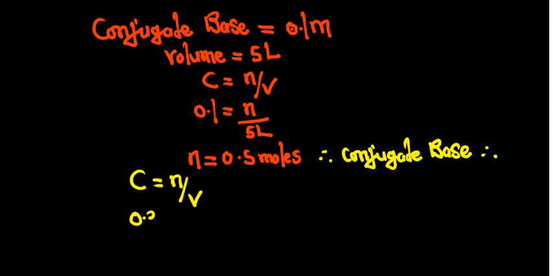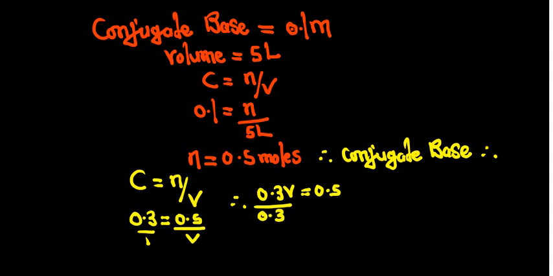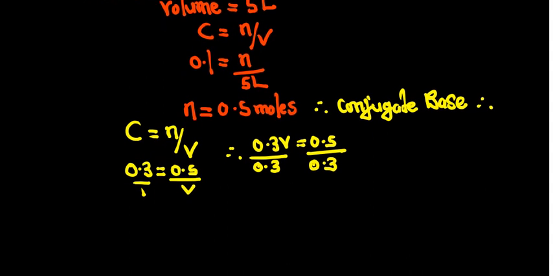Moles we found there is 0.5. The volume, we've got no idea. So we are trying to find that. So this is just over 1. You cross multiply the V by 0.3. We're going to get 0.3 V equal to 0.5. Then divide by 0.3. What volume are we going to get? So when we do that, we're going to get a volume of 0.5 over 0.3, and we're going to get 1.7 liters of what? Of the conjugate base.